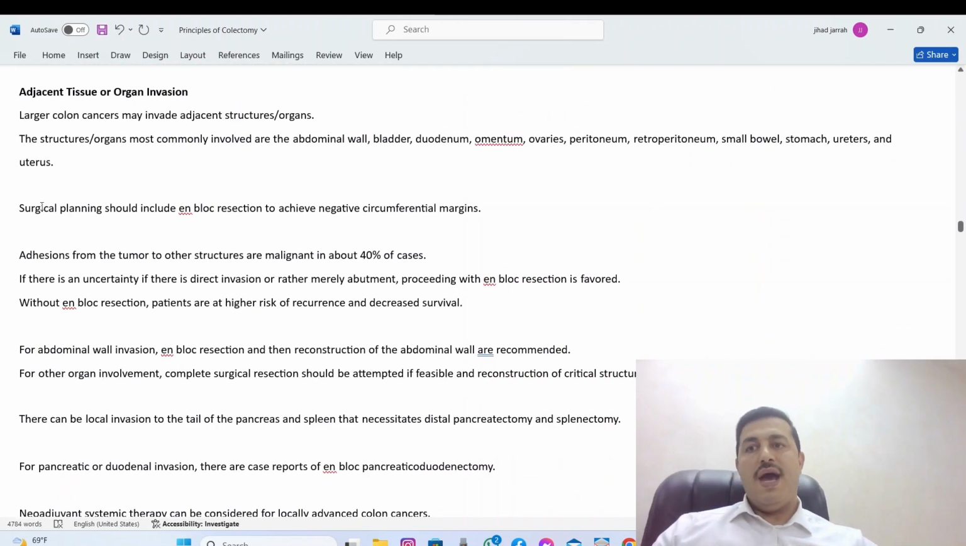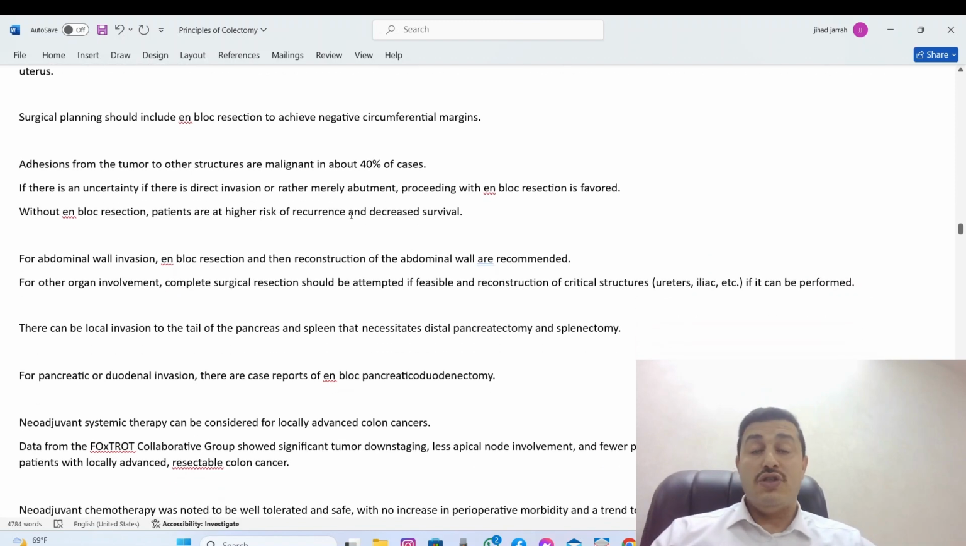If we have organ invasion, the answer intraoperatively is en bloc resection with reconstruction if it is feasible, if it's available. Actually, invasion can be to any part: the abdominal wall, very common, bladder, duodenum, omentum, ovaries, peritoneum, retroperitoneum, small bowel, stomach, ureters, uterus, en bloc resection with negative circumferential margins. The question here is not whether we need neoadjuvant chemotherapy or chemoradiotherapy. We are intraoperative, we have adhesion.